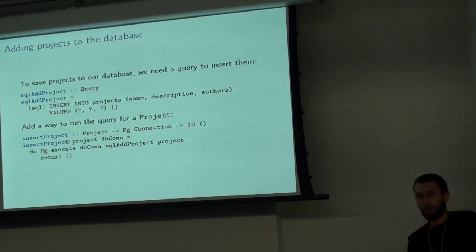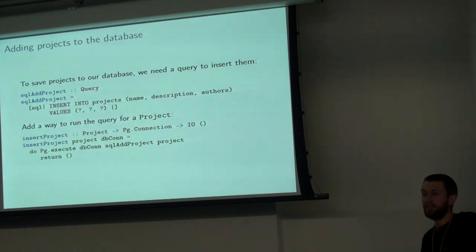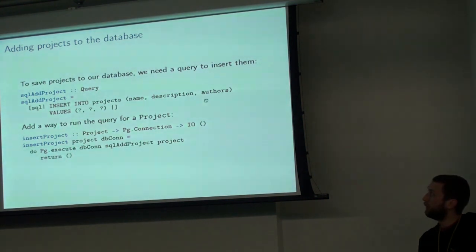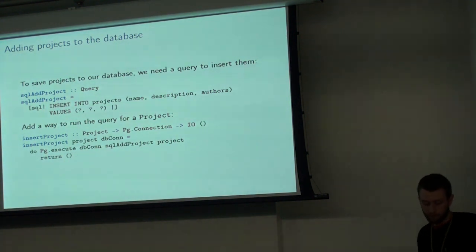And now we've got the ability to parse projects from post parameters, we can start to look at inserting those into the database. So to insert into a relational database, we just run a SQL statement here. So we've got another SQL statement called addProject, and that's going to insert into the projects table the name, description, and authors columns. And we can use question marks here to indicate placeholders. And PostgreSQL is going to substitute in the values for these placeholders when we run the query.